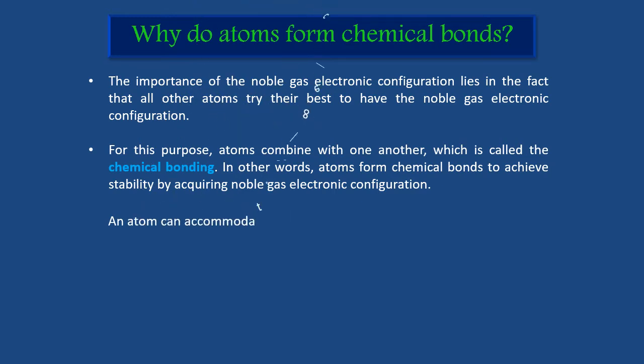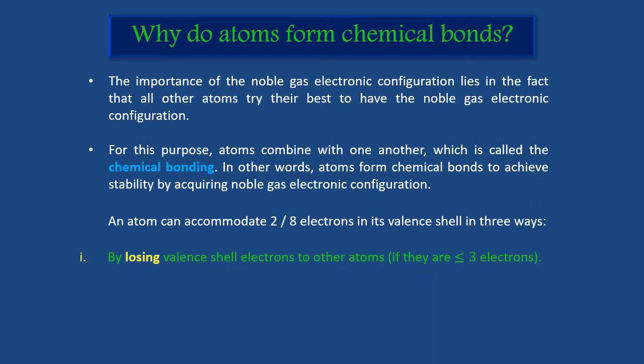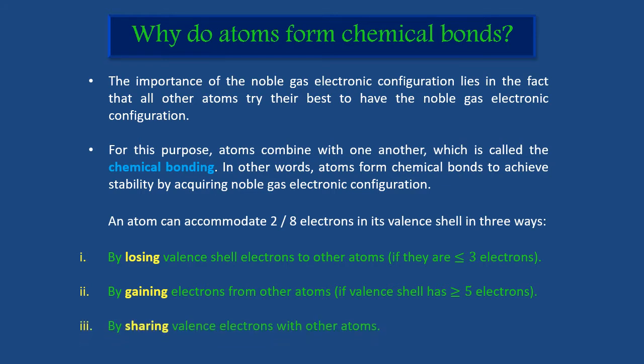An atom can accommodate 2 or 8 electrons in its valence shell in 3 ways. Number 1, by losing valence shell electrons to other atoms if they are equal to or less than 3. Number 2, by gaining electrons from other atoms if the valence shell has equal to or greater than 5 electrons. And number 3, by sharing valence electrons with other atoms.